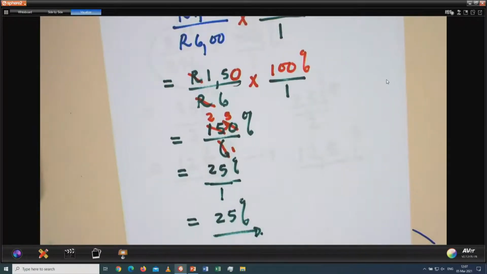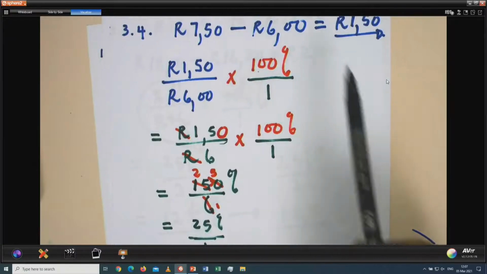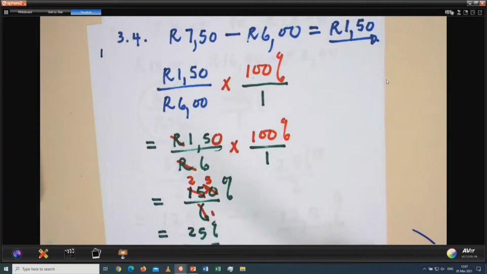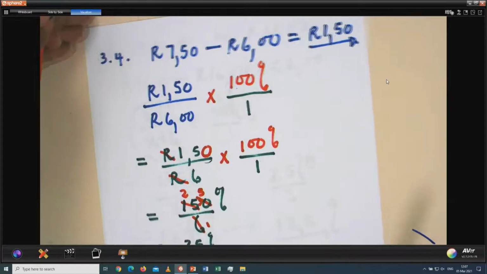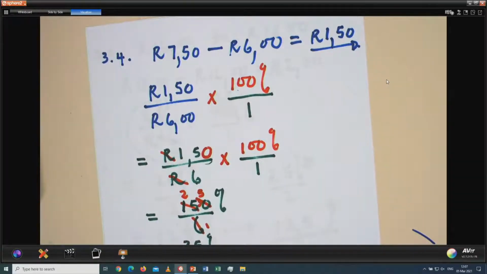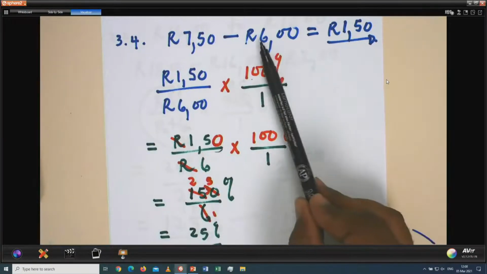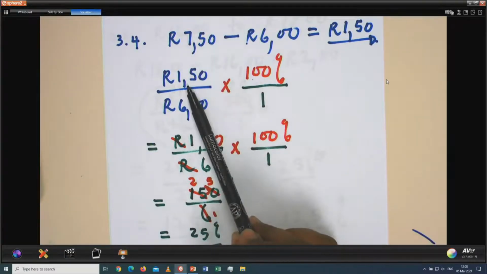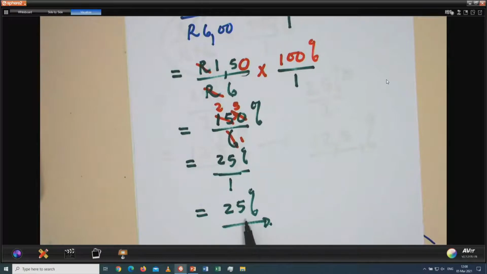Now what do we say? We can clearly conclude by saying that there was an increase of 25% from 6 Rand to 7 Rand 50. And therefore, it simply means that the shop owner has increased the price of the 500 milliliter juice by 25%, because the original price before the increase was 6 Rand. And now it is 7 Rand 50, which resulted in terms of money to 1 Rand 50 cents. There was an increase of 25%. Good.